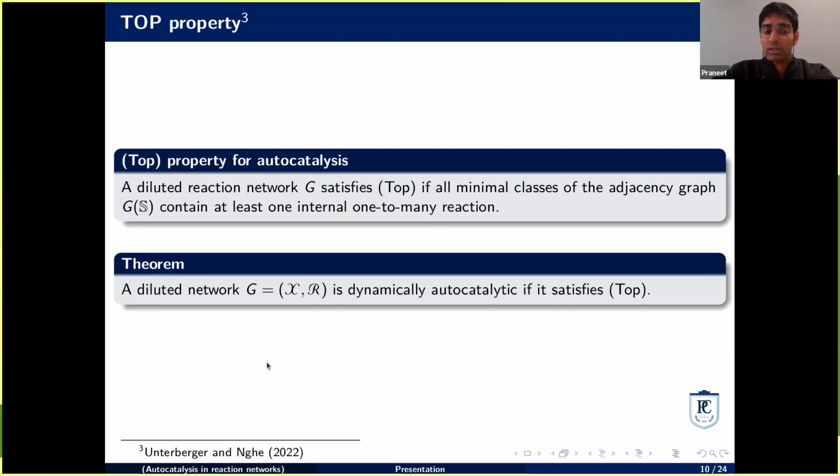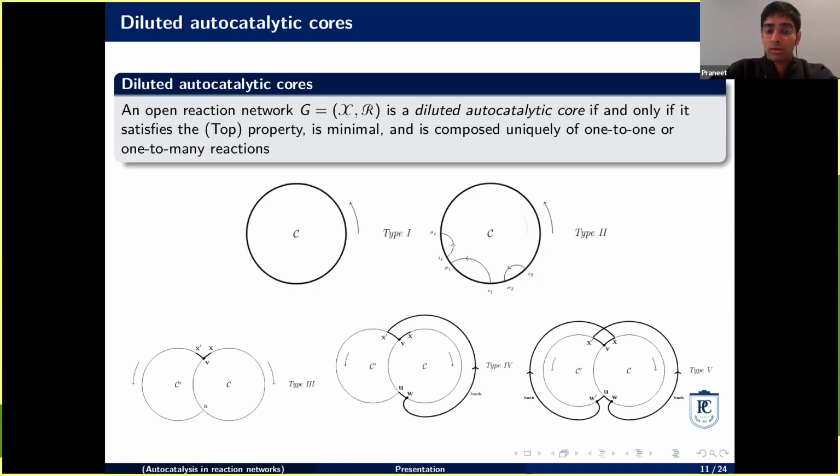And in the paper, they proved that this top property is necessary and sufficient to say that the system will be dynamically autocatalytic. There will be a Lyapunov exponent, which will help the system grow exponentially from this dilute regime to anything higher. So in this paper, what we did was an analysis of the cores based on these conditions of the top property. So there are the two differences that I mentioned from the previous analysis, of course, in the stoichiometric sense, that there are irreversible reactions and the stoichiometry is restricted.